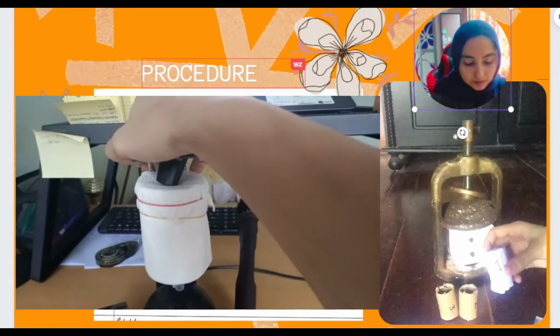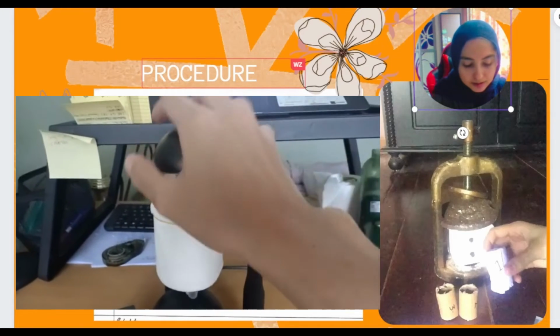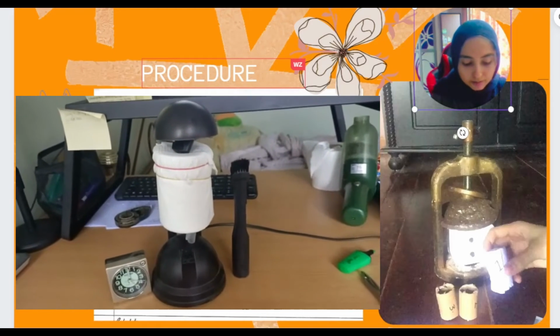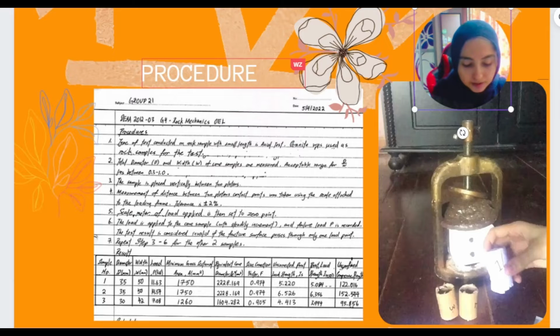The test result is considered invalid if the fracture structure passes through only one load point. The last step is to repeat steps 3 to 6 for the other two samples.